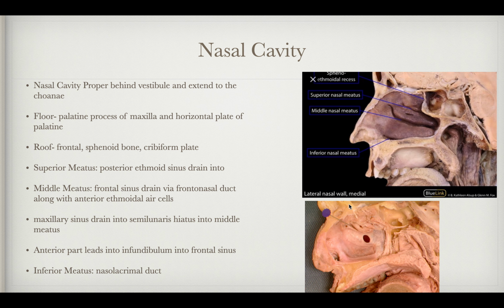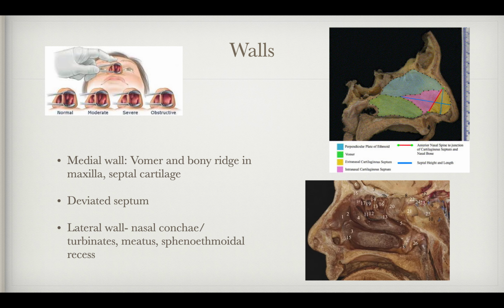That's why when you cry, you can taste the tears running down the back of your throat or through your nose, because it takes that track. Okay, so the walls, the medial wall is going to be the vomer and the bony ridge of the maxilla, along with the septal cartilage. As you can see here, this is going to be the ethmoid.